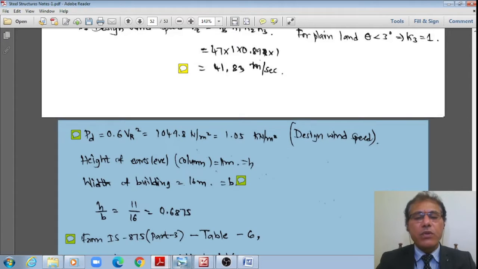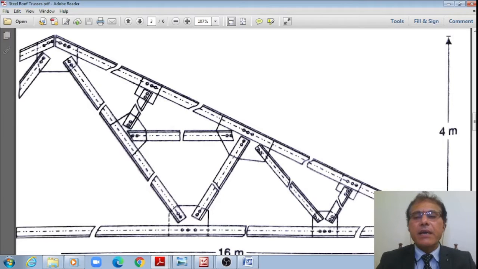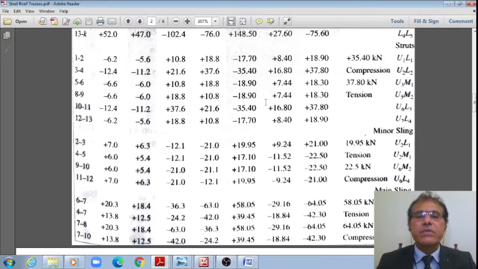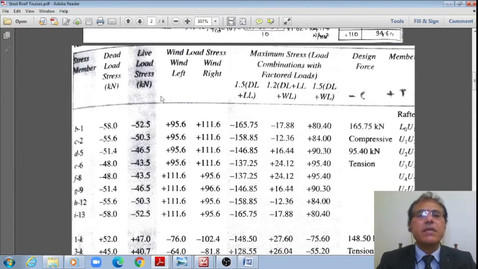Now, before I go to the design, let me see the summary of the analysis we did the other day. Right? This is the entire half of the symmetry of this truss that I am showing, the top chord member and bottom chord member. This is the main sling, this is the minor sling, and these are the struts which were analyzed the other day, right? These are the design forces. I am just recalling that these are the design forces in the rafter, meaning the top chord member.